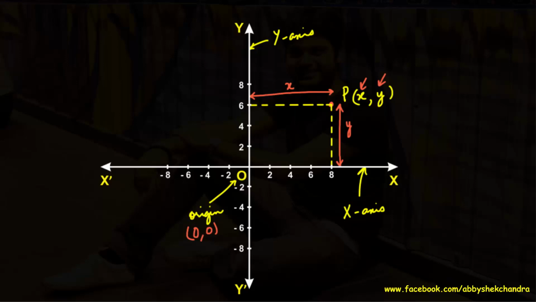All distances measured horizontally to the right of the origin are positive, and all distances measured horizontally to the left of origin are negative. So OX is the positive x-axis and OX dash is the negative x-axis. Similarly, all distances measured vertically above the origin are positive and all distances measured vertically below the origin are negative. So OY is the positive y-axis and OY dash is the negative y-axis.